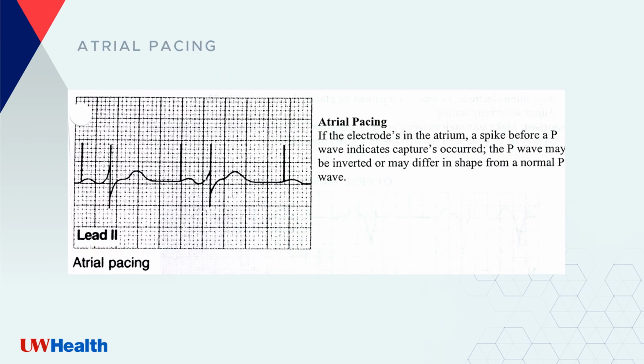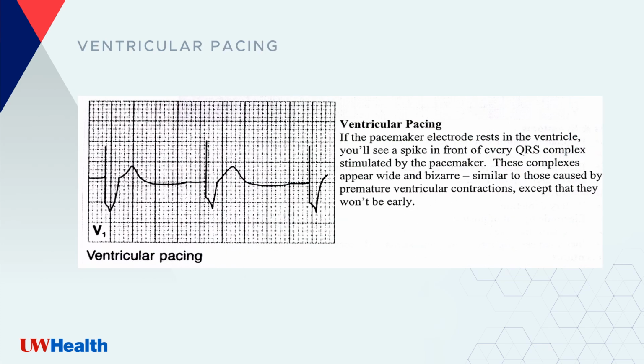If we want to look at the pacing broken down, this is atrial pacing. With atrial pacing, you are going to see that spike right before that P wave here. Ventricular pacing, on the other hand, will have the spike right before the QRS, and it tends to make a widened QRS similar to a PVC or a bundle branch block.